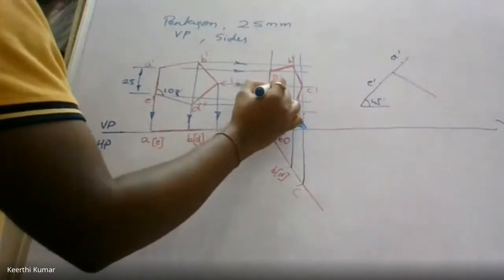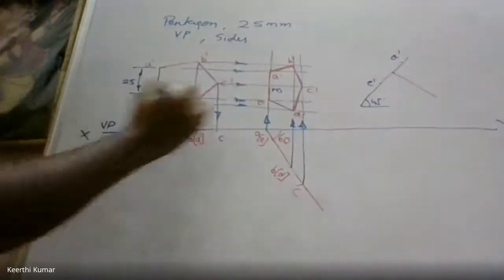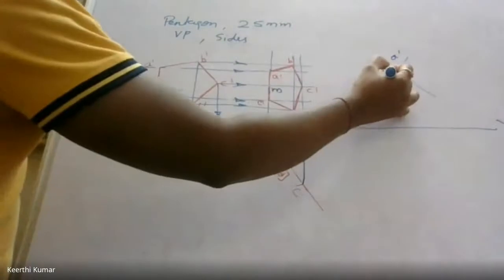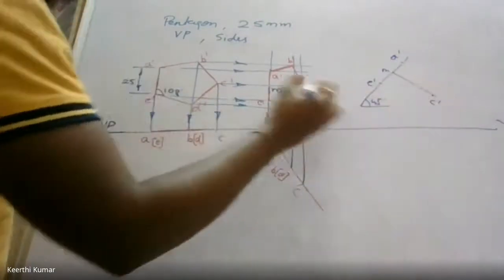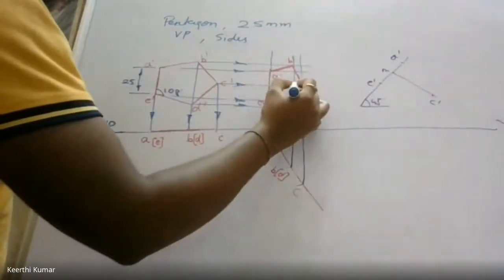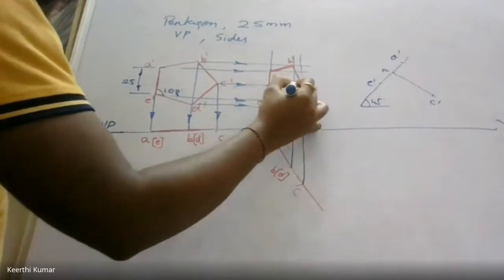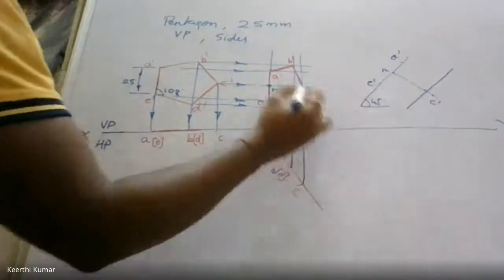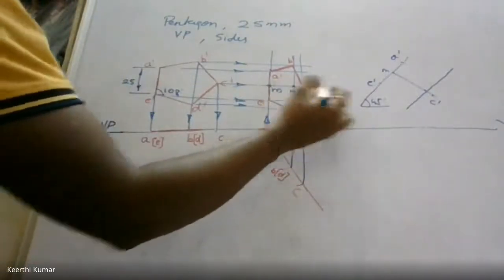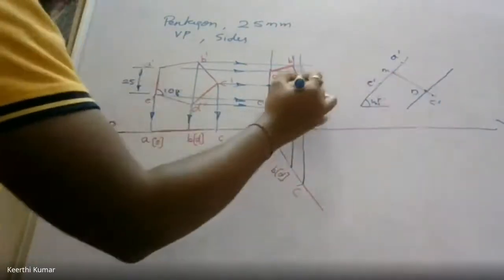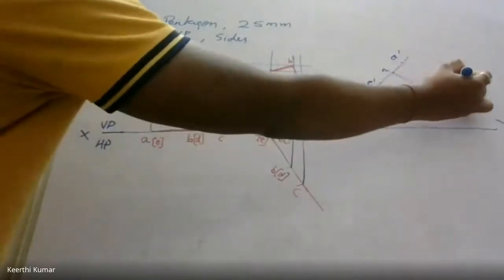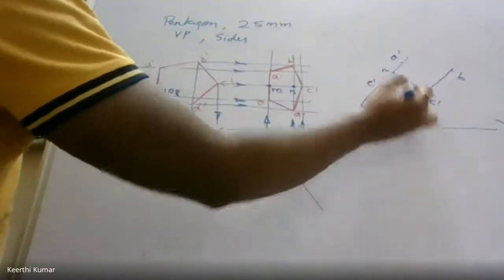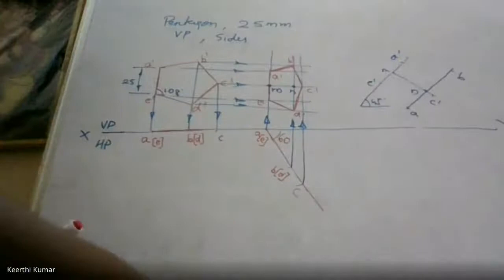For your convenience, I'll name this as M. Measure M to C, M to C dash. It is done. In between M to C, there is one more intersection. This is one intersection, this is one intersection. I'll get that intersection and draw a perpendicular line. I'll make this point as N. Measure N to B, N to A. So this is done. Finish up the figure.